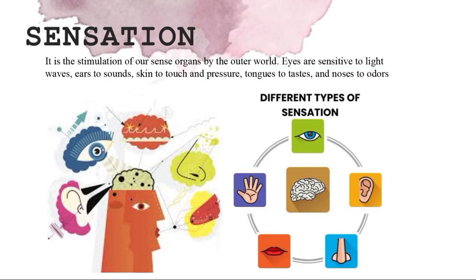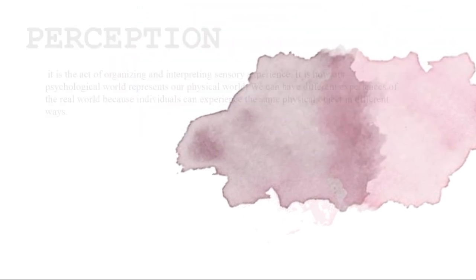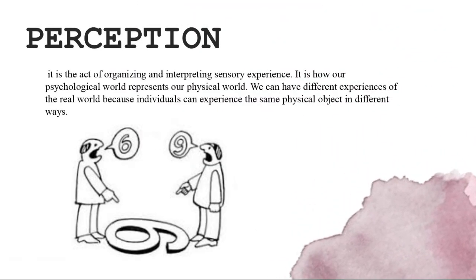Sensation. It is the stimulation of our sense organs by the outer world. Eyes are sensitive to light waves, ears to sounds, skin to touch and pressure, tongues to tastes, and noses to odors. Perception. It is the act of organizing and interpreting sensory experience. It is how our psychological world represents our physical world.